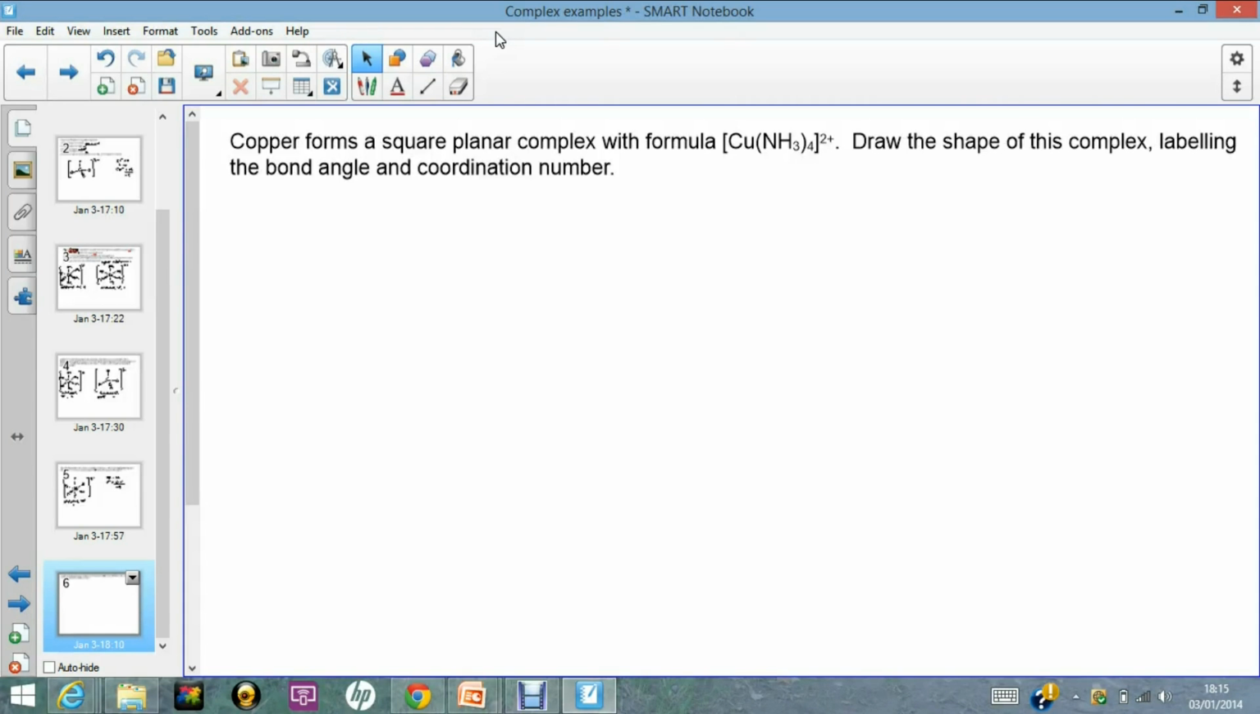Copper forms a square planar complex with the formula Cu(NH3)4 2+. Draw the shape of this complex, labelling the bond angle and coordination number. If you want to have a go yourself, pause the video now. Okay, I'm going to start by answering this question and talking about the fact that it's telling me that it's square planar. Remember, anything that's 4 coordinate, if the question doesn't tell you otherwise, you assume that it's going to be tetrahedral. But in this question, we know that it's square planar.